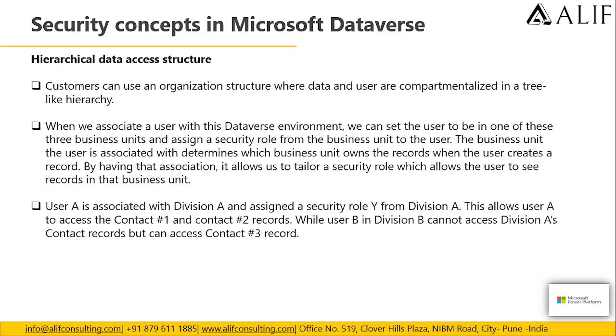User A is associated with division A and assigned a security role Y from division A. This allows user A to access the contact 1 and contact 2 records, while user B is in division B. User B in division B cannot access division A's contact records but can access contact 3 record.